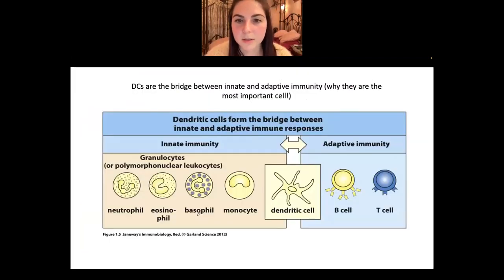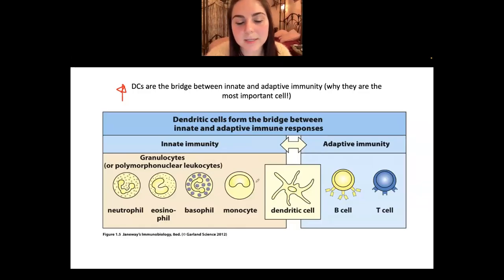Okay. So again, here's the big point behind dendritic cells, why they're the most important cell ever, is because they bridge that gap between the innate and adaptive immune system. And that's what this is saying here. They form the bridge between these two responses. So there's different types of cells: these granulocytes, the monocytes, or the macrophages, right? Then dendritic cell is really good.